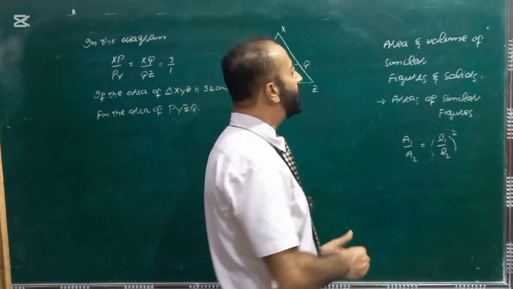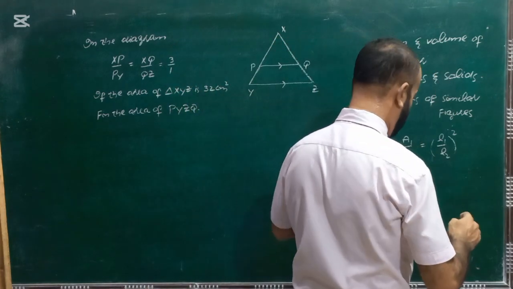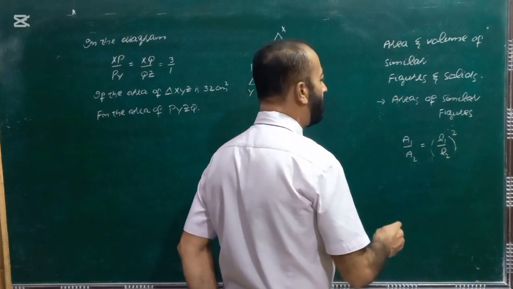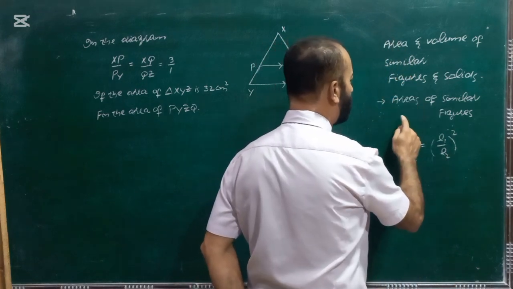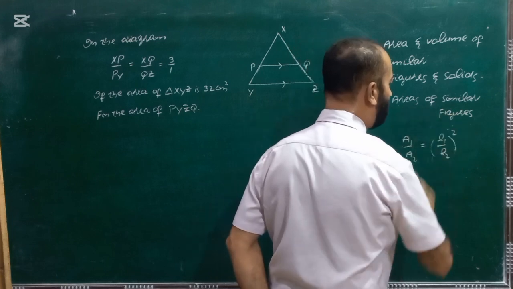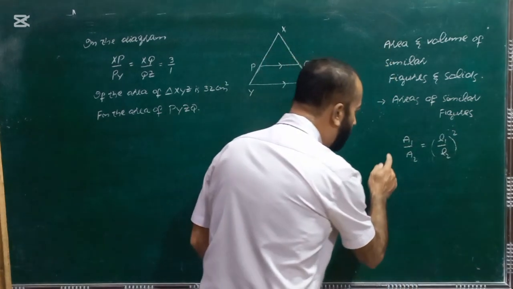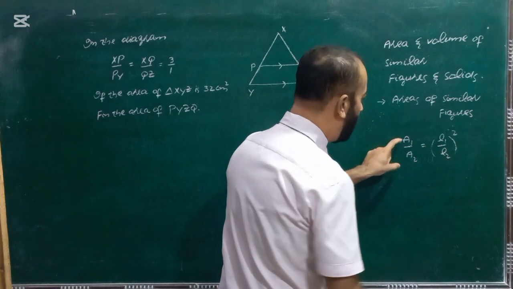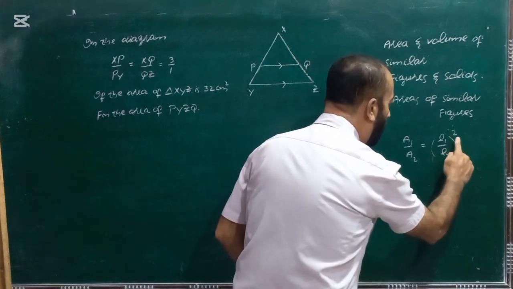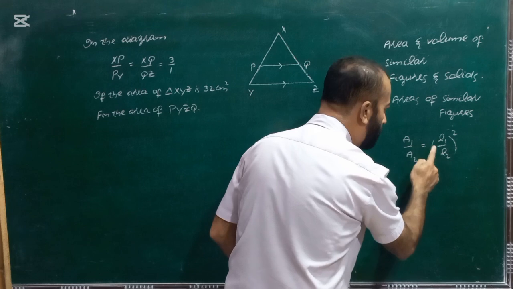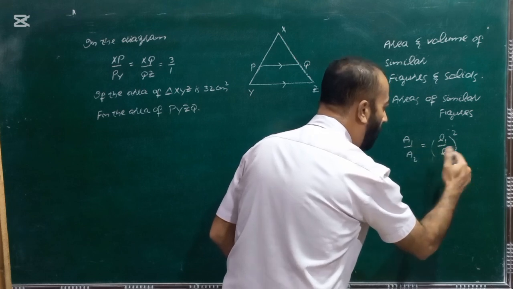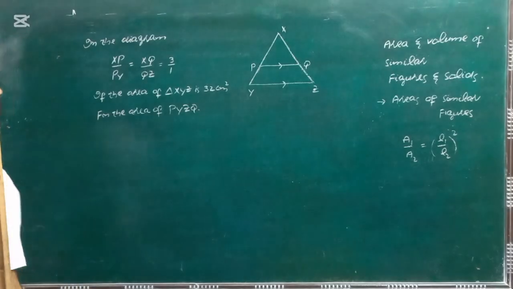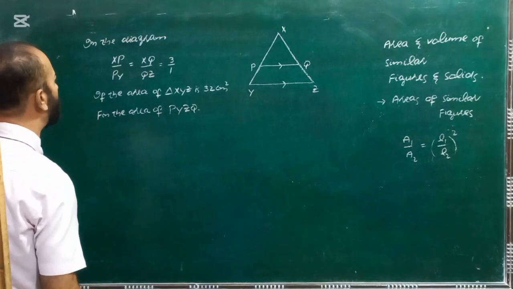The topic is area and volume of similar figures and solids in O Level Mathematics D3. The first topic we are going to start is areas of similar figures. The ratio of the areas of any two similar figures is equal to the square of the ratio of two corresponding sides of the figures. Here is a question that will make this concept more clear.